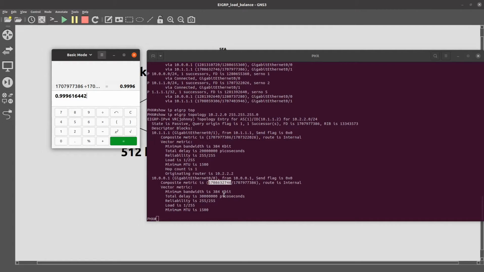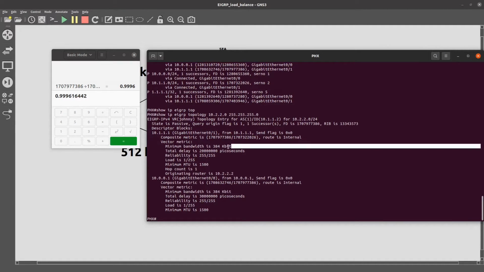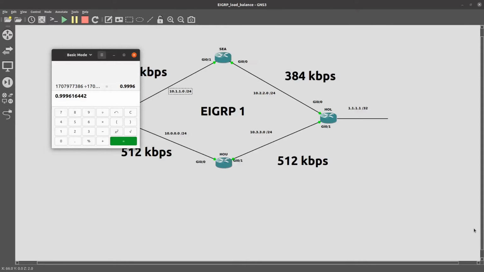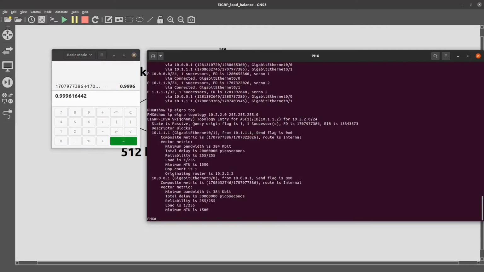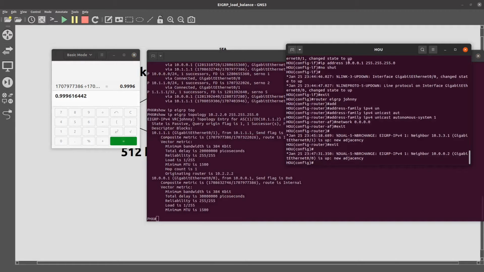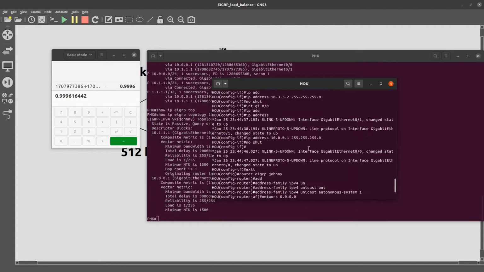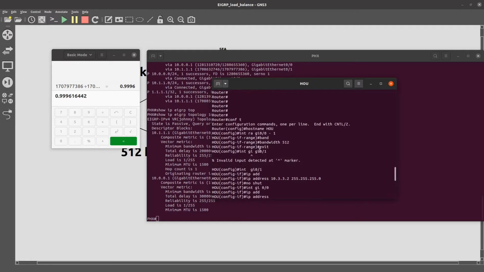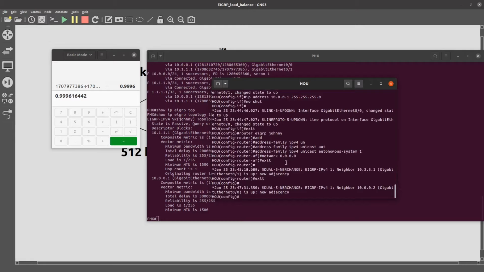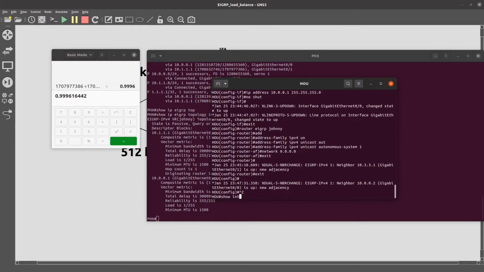So now, this is weird. It should be 512. So let's go make sure that I actually did this correctly. Let's go back to the Houston router and make sure that its bandwidths are 512. Yep, we put it at 512. Show interfaces.